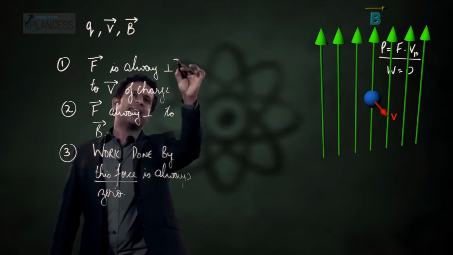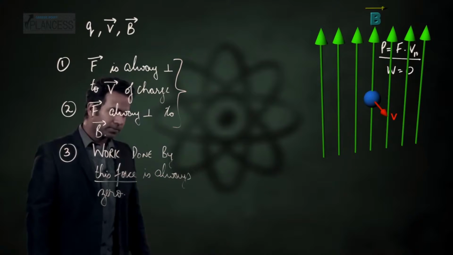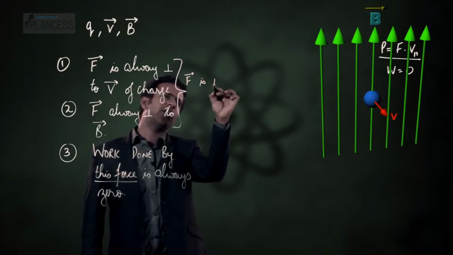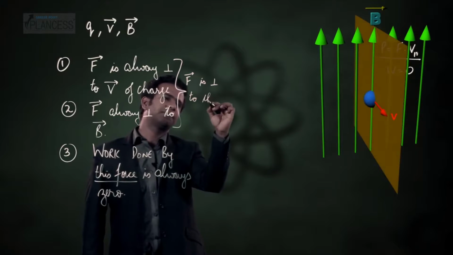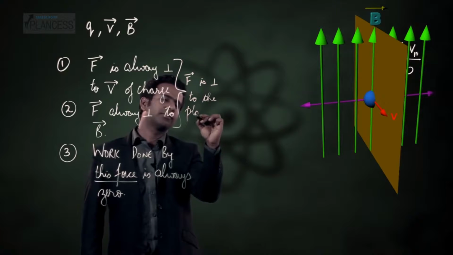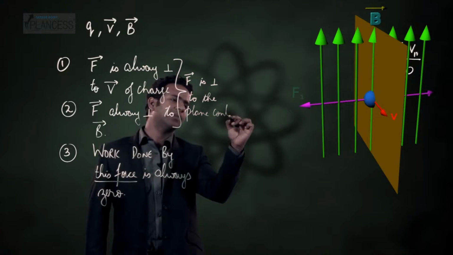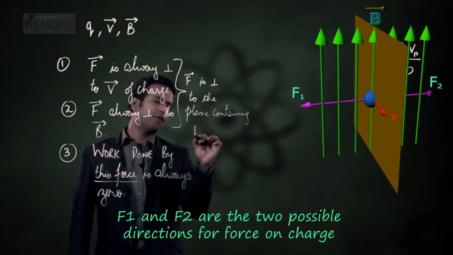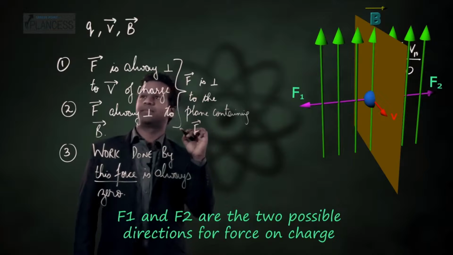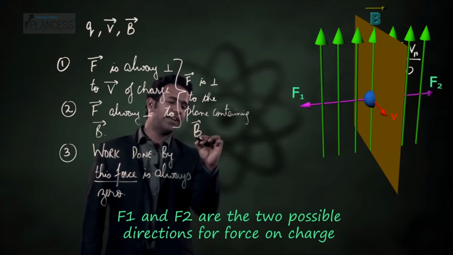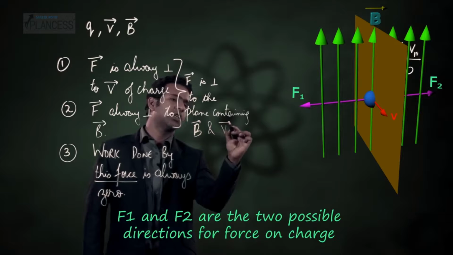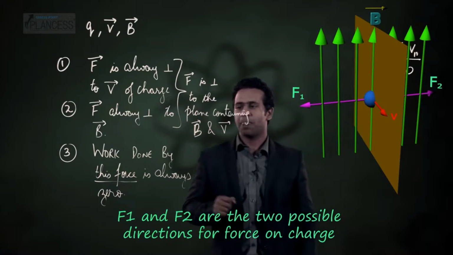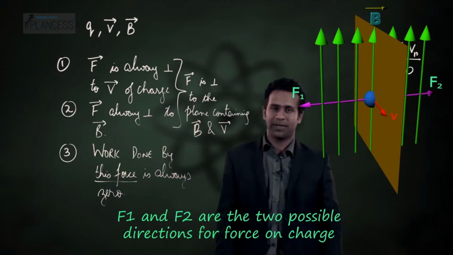Now, combining these two statements, you could say that the force is perpendicular to the plane containing the magnetic field and velocity. So the force is perpendicular to the plane that contains magnetic field and velocity.